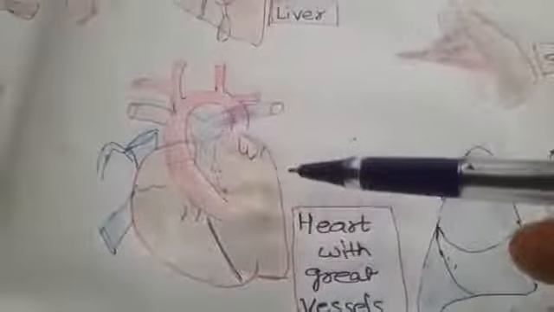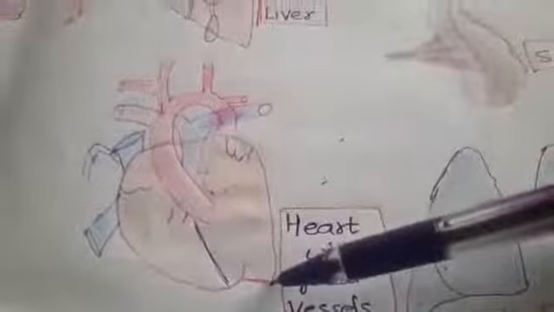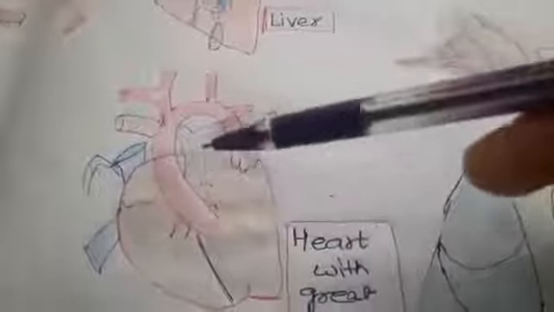Regarding the heart, the pattern question is the border and surfaces. How many surfaces in the heart? There are the sternocostal surface, left surface, then diaphragmatic surface, posterior surface or base, and the apex. So apex, base, sternocostal surface, left surface, and the diaphragmatic surface.